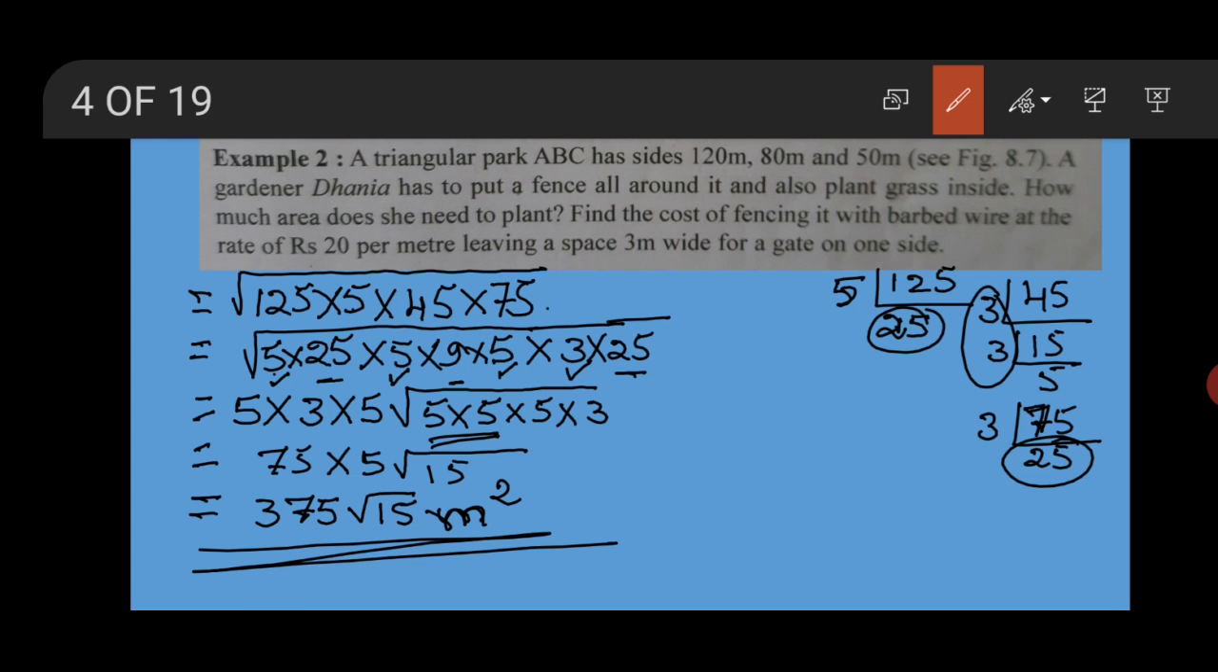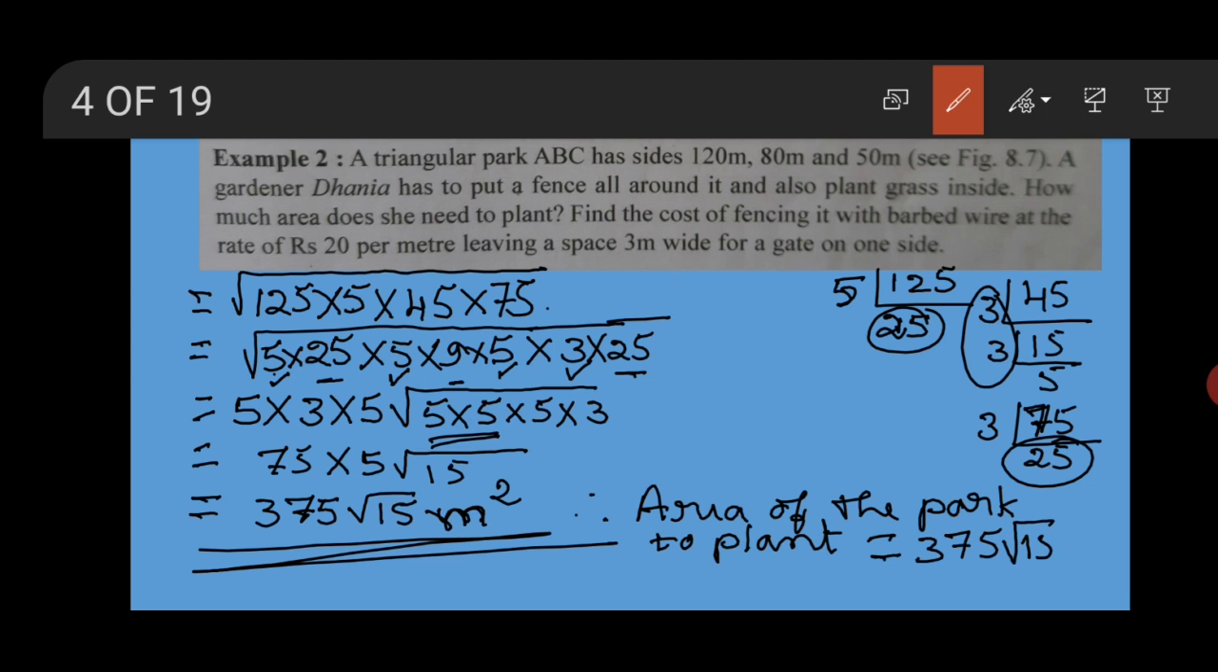So therefore write in sentence. Therefore, area of the park to plant grass is equal to what? To plant grass is equal to 375 into square root of 15 square meter. This is one question. Now let us find its perimeter.